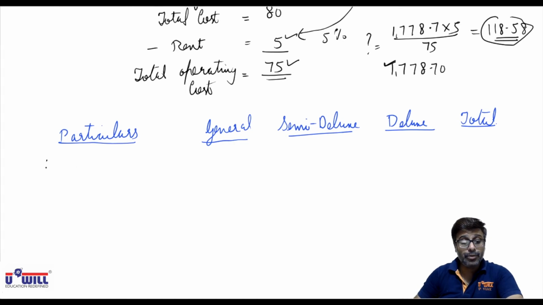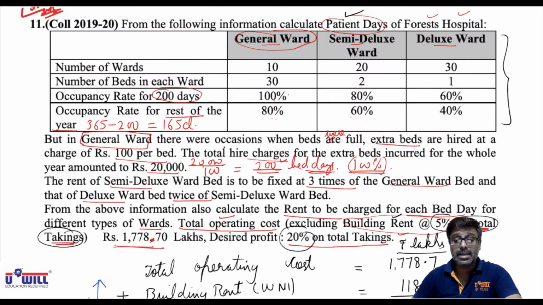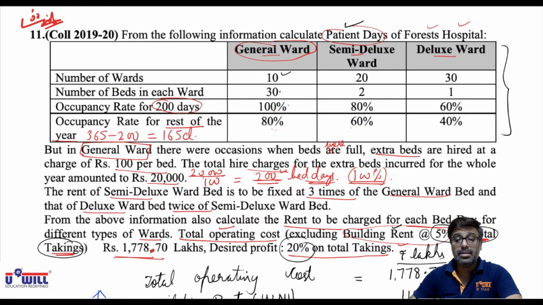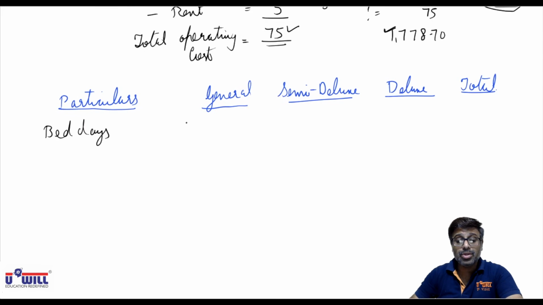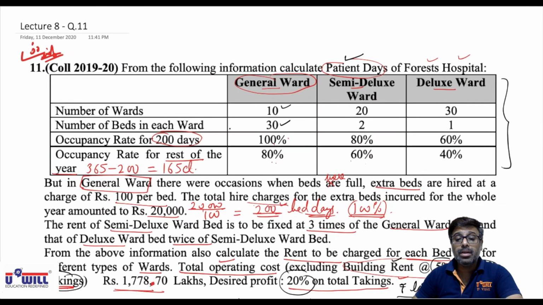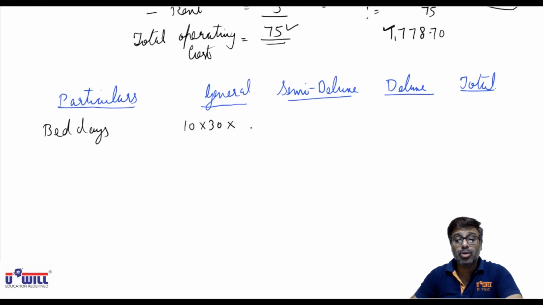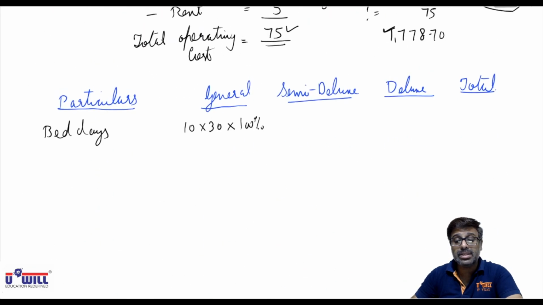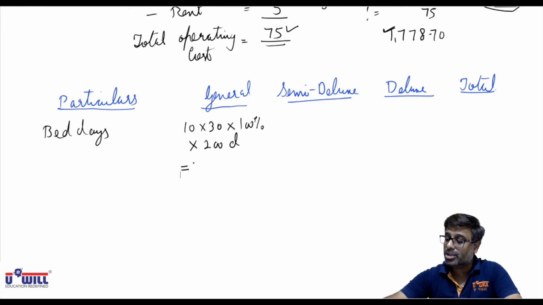Now, how would you find the bed days for general ward? Understand it. 10 wards are there, 30 beds are there. So 10 wards into 30 beds into 100% occupancy for 200 days. That comes to how much? Count it. 10 wards into 30 beds, 300, into 100% into 200 days. That comes to 60,000 beds.